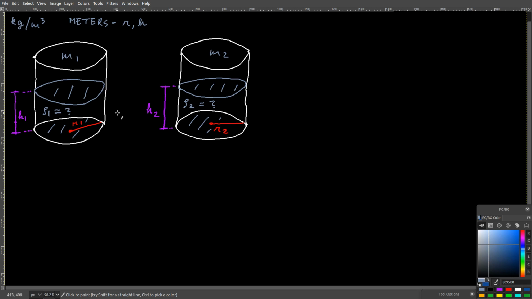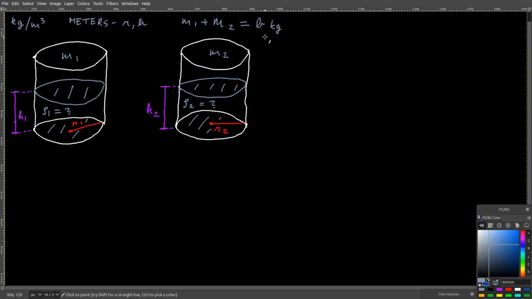If we don't consider the masses of the tanks themselves, then the mass of the liquid in tank 1 is M1 kilograms, and the mass of the liquid in tank 2 is M2 kilograms. However, we don't know these masses. What we do know, though, is the sum of those masses. We know that M1 plus M2 equals B kilograms.